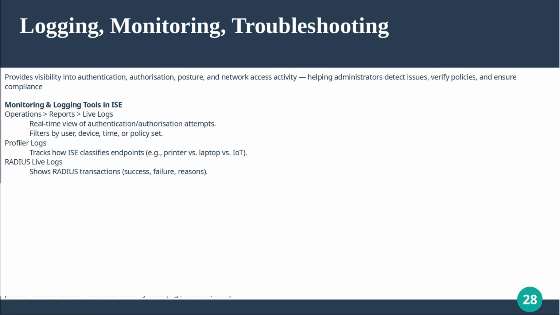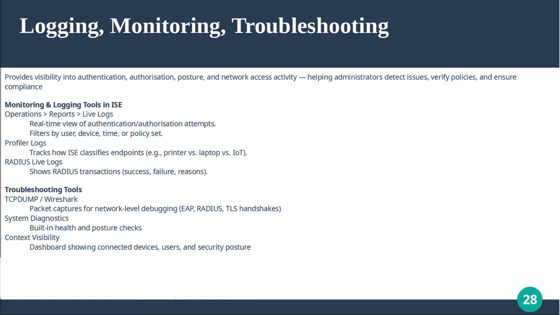The profiler log tracks how ISE classifies endpoints, printers versus laptops versus Internet of Things devices. Then we've got RADIUS live logs, which show RADIUS transactions, success, failure, reasons, for example. Troubleshooting tools, we've got TCP dump, Wireshark, packet captures for network-level debugging. For example, you can troubleshoot EAP, RADIUS or TLS handshakes. Then there's system diagnostics, built-in health and posture checks.